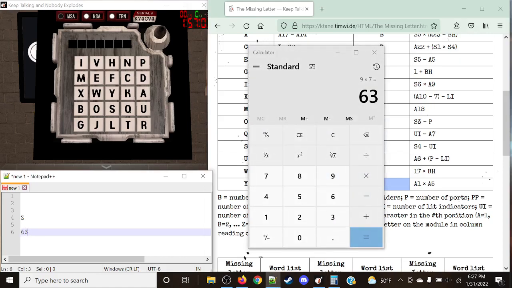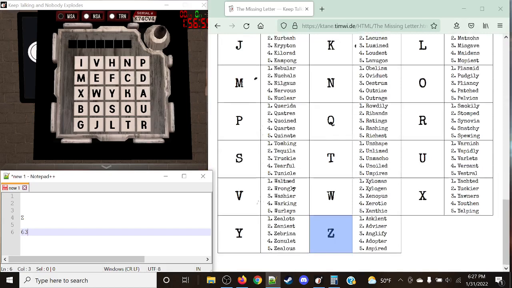Now, what exactly do we do with this number? Because obviously, it's not in the range of 1 through 5 down here.